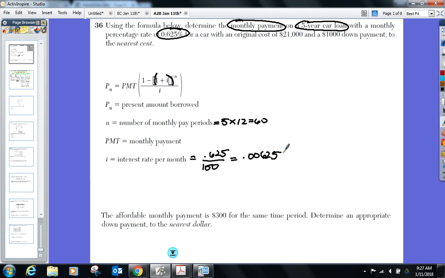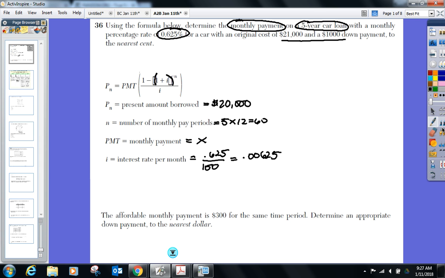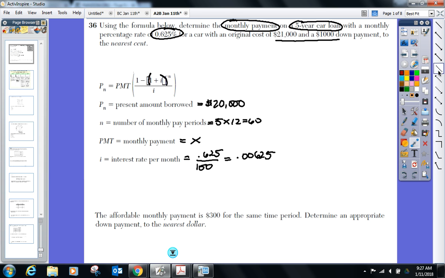And the original cost is $21,000 with a $1,000 down payment. And what's P of N? The amount you borrow. So I'm not borrowing 21 grand. How much am I borrowing? 20,000 because I already put 1,000 down. Okay, everything is ready to go now. We're ready to plug in. Any questions on any of the variables before we plug in and solve?